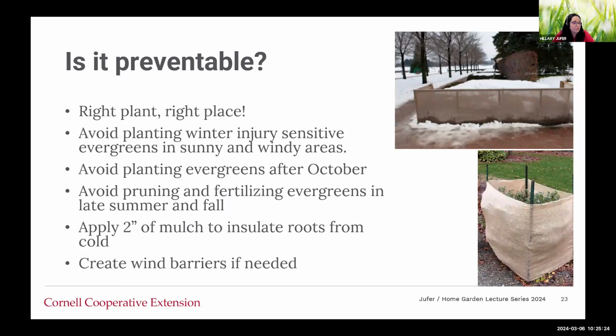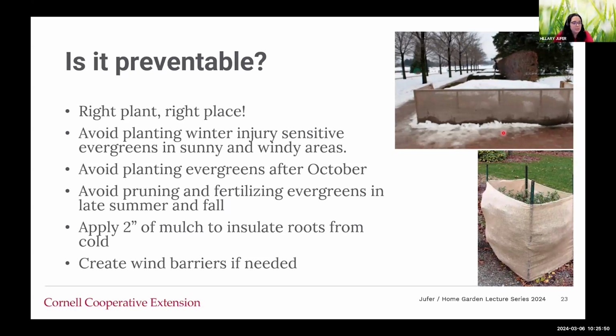And you're going to want to apply 2 inches of mulch to insulate roots from the cold. You're not going to want to go up to the trunk of it. You're going to want to give it a few inches around the trunk, just so that you get some protection for the roots, but also not a reservoir to get disease and insects into the trunk. And you can create wind barriers if needed.